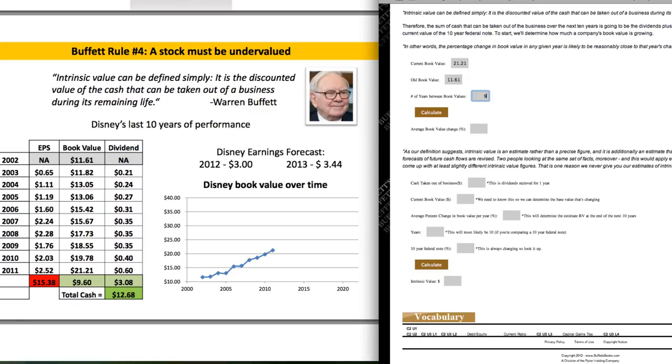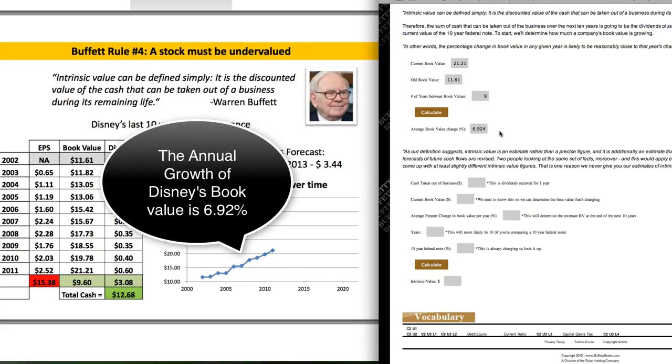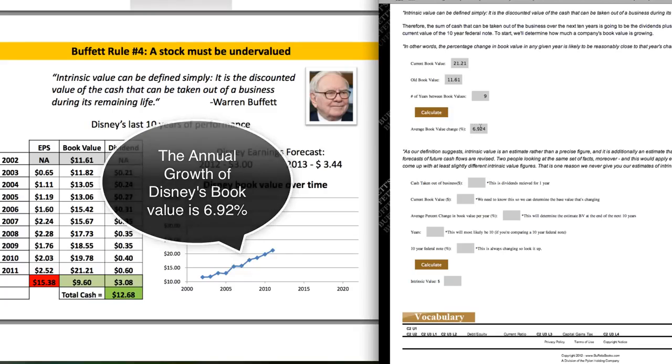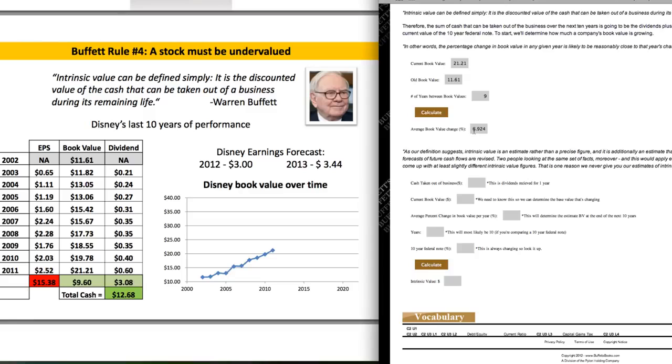Now, the number of years between those two book value terms, if you count them up, is 9 years. Although there are 10 numbers up there, you're only going to use 9 years, because the first is just a baseline. That's not counting a full year for it to grow. That's just where it started off. So we're going to put 9 in there, and then we hit calculate. We realize that Disney's book value has been growing at 6.924% per year. That's the average per year. So we're going to use that average book value growth down here in the second calculator.